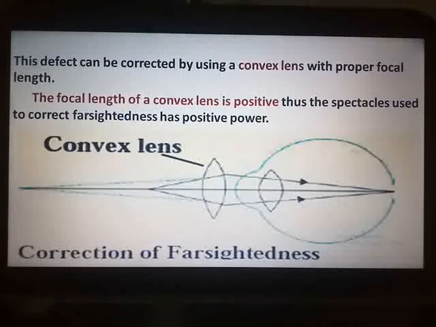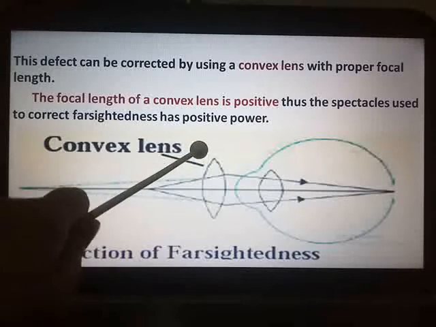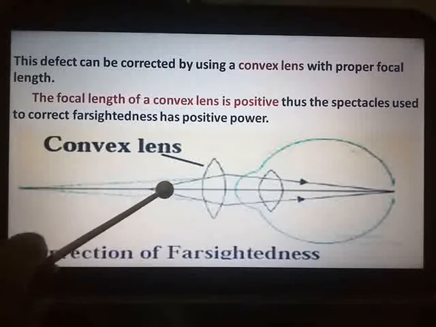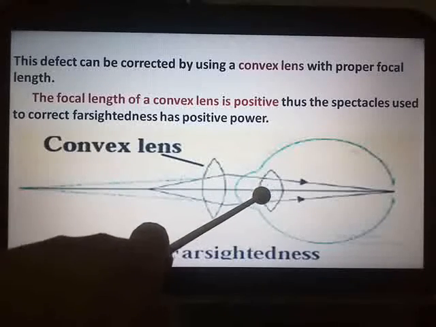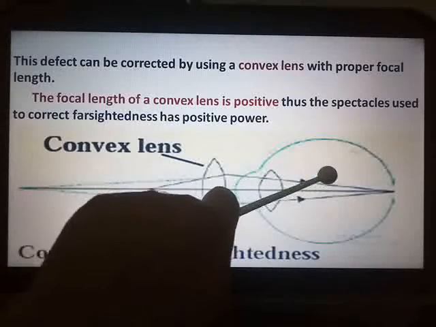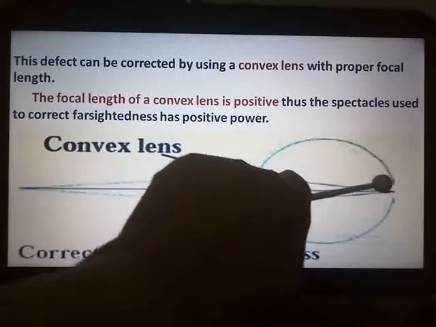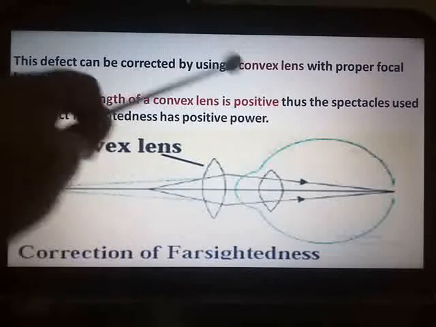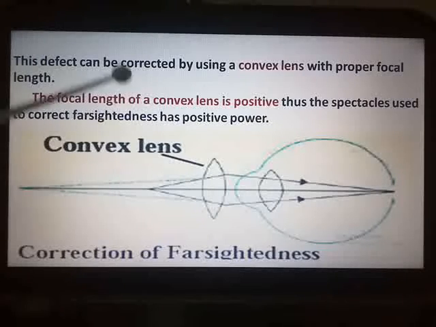What does the convex lens do? You know that the convex lens is a converging lens. So this convex lens which is used converges the incident light rays before they reach the lens, and the lens which is there in the human eye further converges these rays and forms the image on the retina. The focal length of a convex lens is positive. Thus the spectacles which are used to correct farsightedness have positive power.